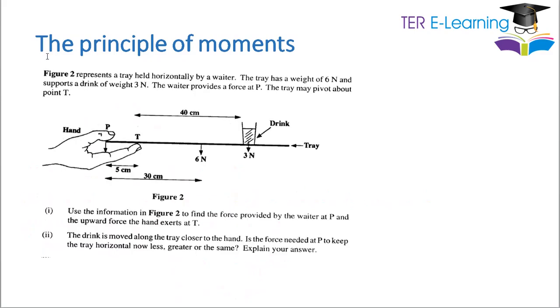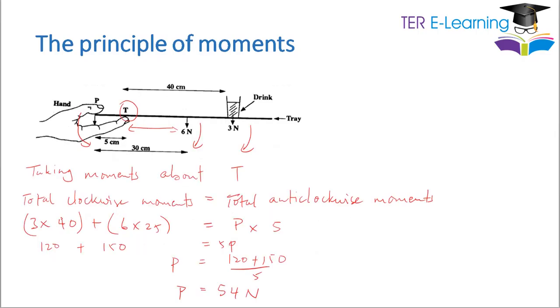Now they also want us to find the upward force the hand exerts at T. Alright, so let's go back to this. They're asking you to find the upward force being exerted at T. That's here. Now again, because the tray is horizontal and it's not moving, we're going to apply the same thing we applied in the other two questions. We're going to say the total upward force equals the total downward force.